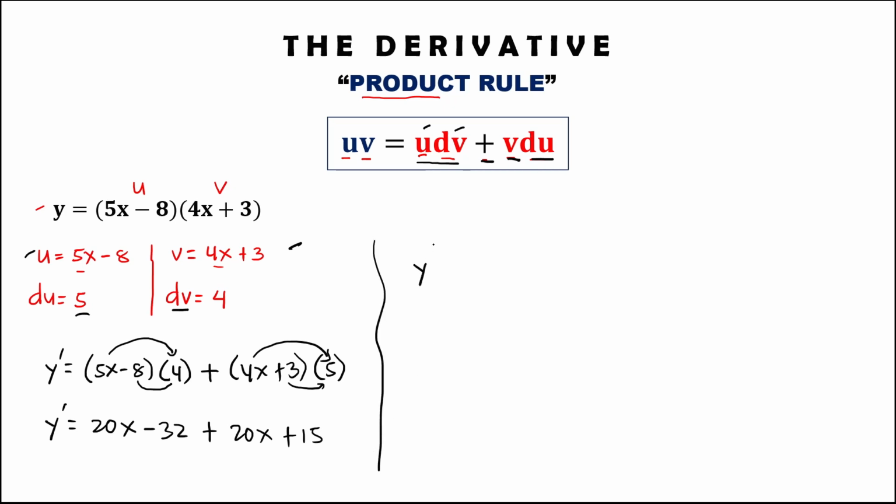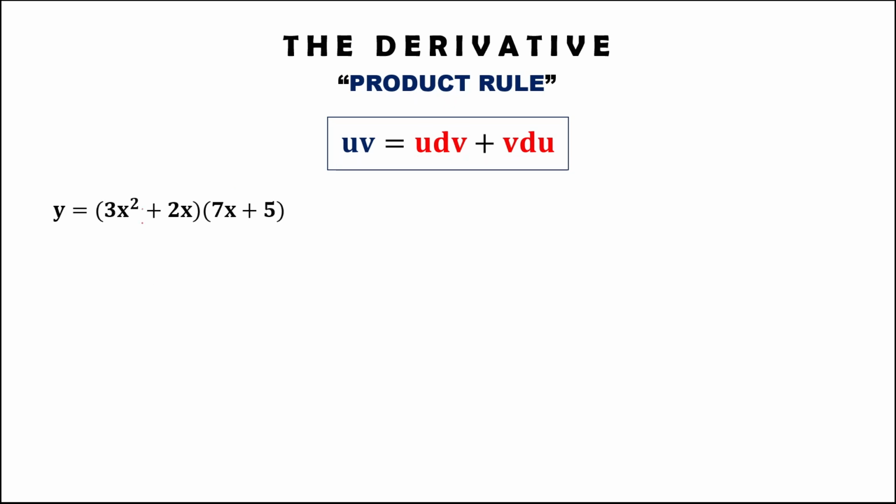Then simplify, so combine like terms. This 20x plus 20x is equal to 40x. Then negative 32 and positive 15 is equal to negative 17. So this is now the derivative.